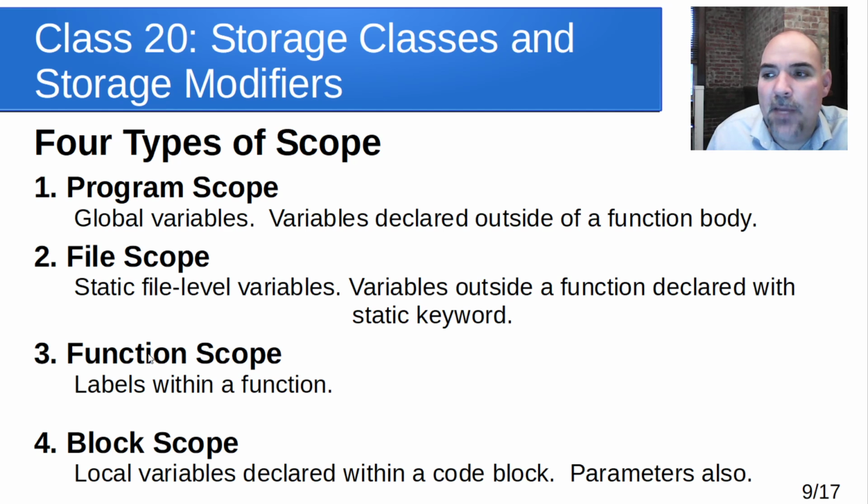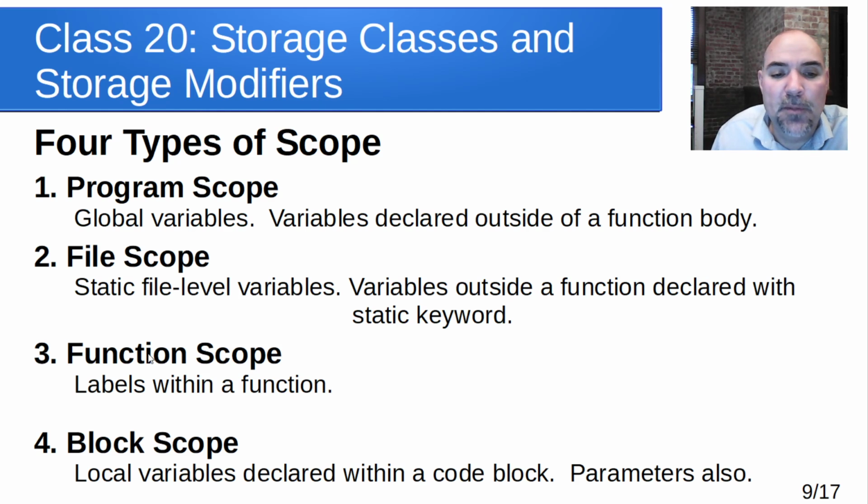All right, so let's look at each of those in a little bit more detail. So there are 4 types of scope. Program scope, which is what global variables are, also sometimes called application scope. And those variables are declared outside of a function body without the static keyword on it. A file scope variable is one that is declared outside of a function body, but declared with a static keyword in front of it. And those are what are called file level variables, or file scope variables.